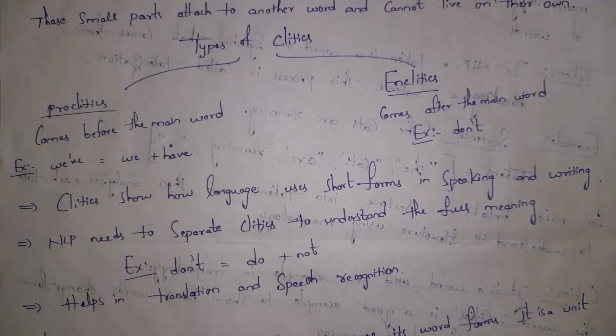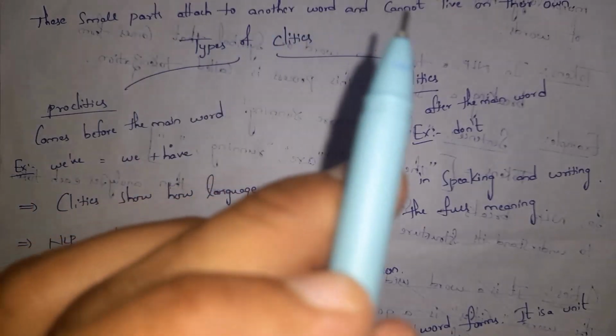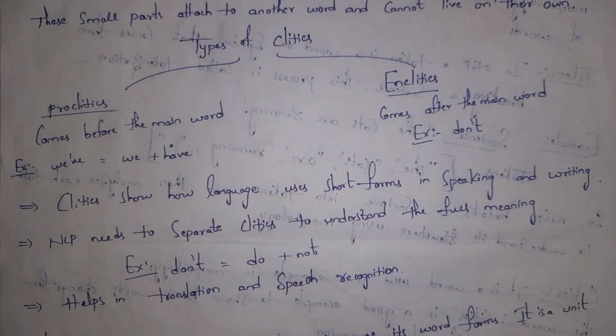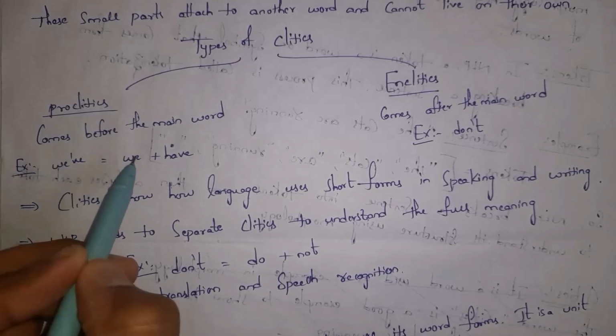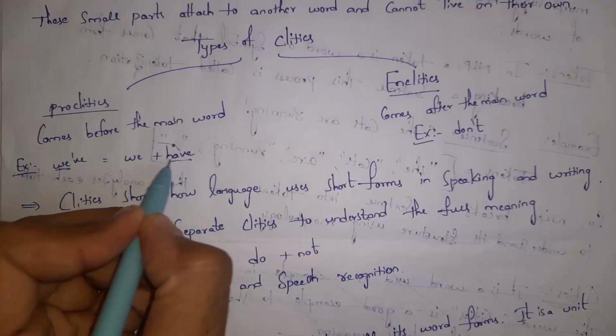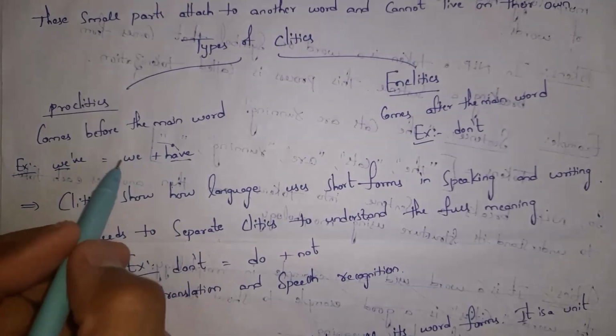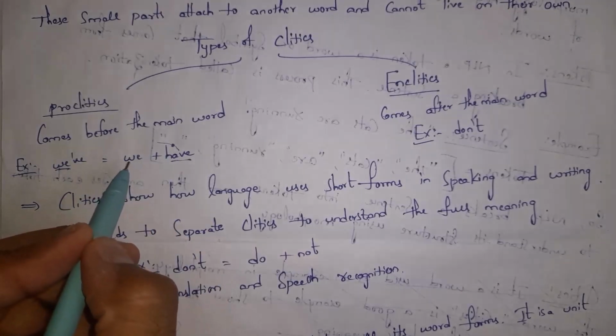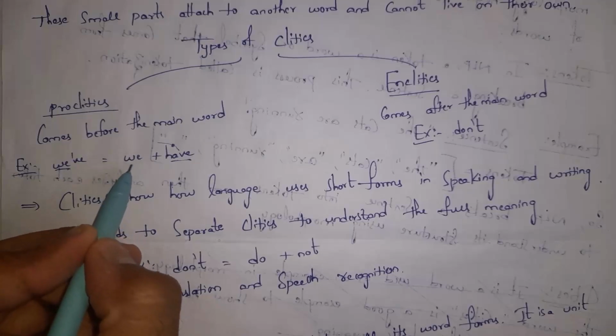Clitics are classified into two types. One is proclitics and the next one is enclitics. Guys, proclitics come before the main word. For example, if you consider we've, that stands for we plus have, where have is the main word and we will come before have. So we call this 'we' a proclitic. That is nothing but a word which comes before the main word.